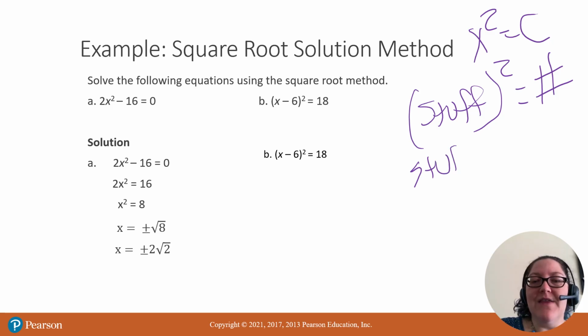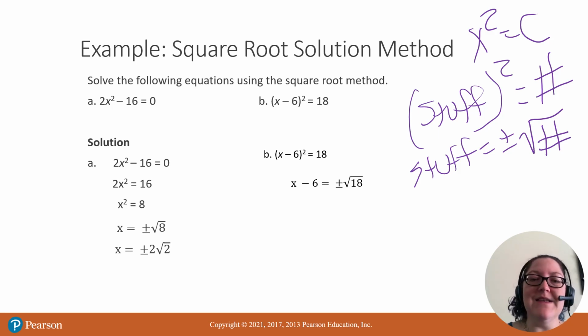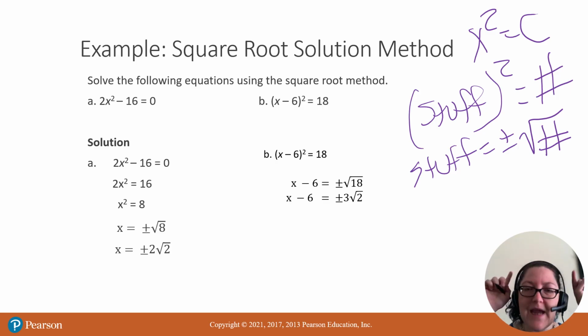We can still just say that the stuff equals plus or minus the square root of whatever that constant number is. So in my case here, I can say x minus 6, do not change the stuff inside. It stays exactly as is. But it now equals plus or minus the square root of 18. Now again, hopefully everybody's going, oh wait, 18 is divisible by a perfect square, which means that radical will simplify down to plus or minus 3 square roots of 2.